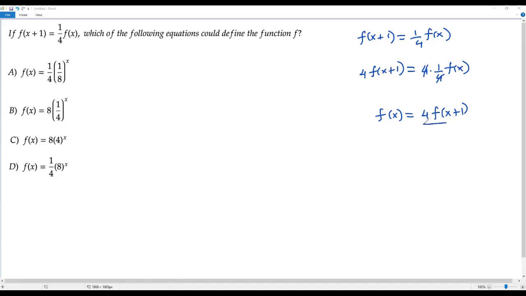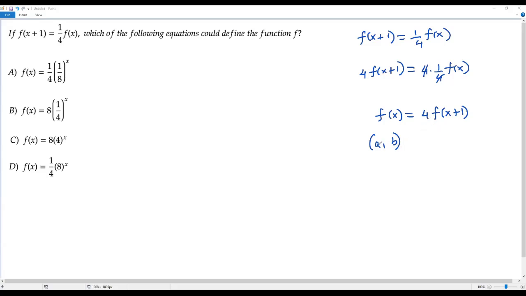Okay, so now let's consider the expression on the right side. Here 1 is added to x. So what does it say? This is a horizontal translation of 1 unit to the left. And here 4 is multiplied by f. So this says there is a vertical stretch by a factor of 4. For example, let's consider a point (a, b) on the graph of the function f(x). Now we can apply two transformations on this point (a, b). That is, a horizontal translation of 1 unit to the left and a vertical stretch by a factor of 4.